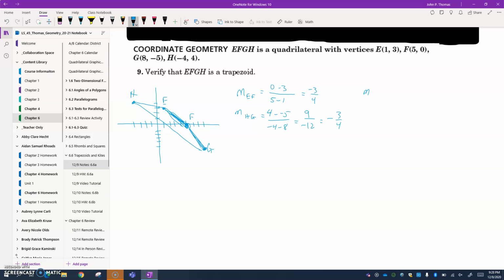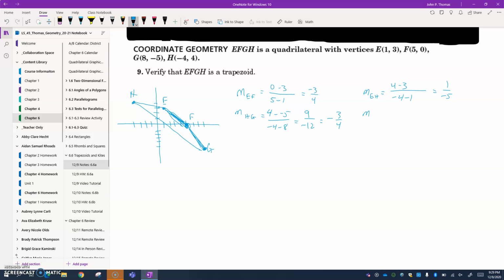So I'm going to do my slopes on EH. If I go with EH, I've got 4 minus 3 for the change in Y, and I've got -4 minus 1 for the change in X. So that's going to be 1 over -5, or -1/5. Right there I know it's not a rectangle, because I have slopes on the adjacent sides that are not opposite reciprocals.